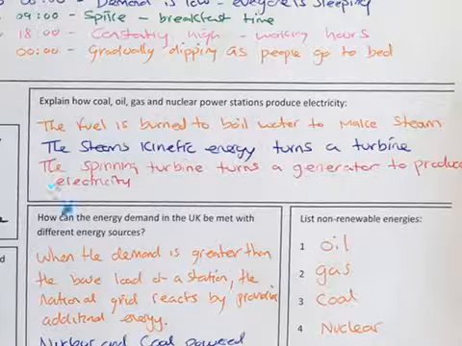So there's three main steps. You're going to burn the fuel, whether it's coal, oil, or gas. We're going to ignore nuclear because that's totally different. That's fission. So the fuel is burnt to boil the water. So that's pretty much it.